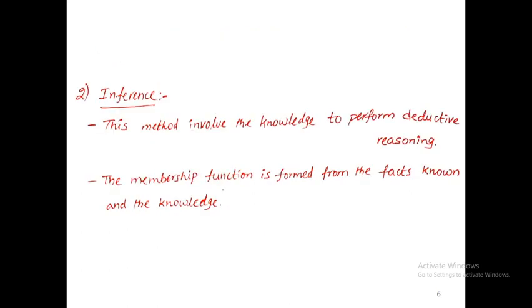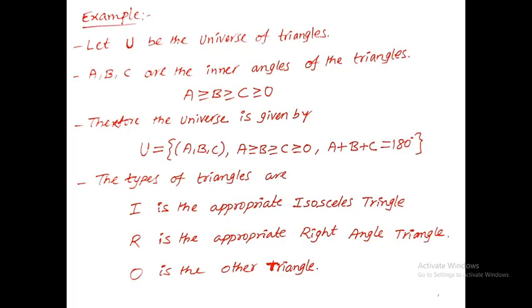So the next method is the inference method. This method involves knowledge to perform deductive reasoning. Deductive reasoning means one depends on the other. So one parameter depends on another parameter, which depends on some other parameter, likewise. The membership function is formed from the known facts and the knowledge. If we take an example, then you'll understand better. Let us take an example.